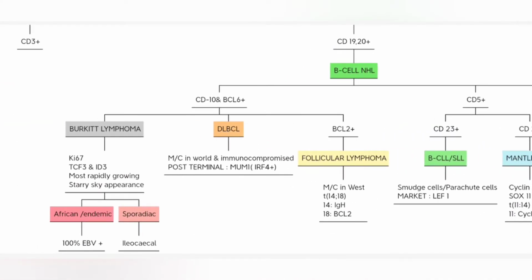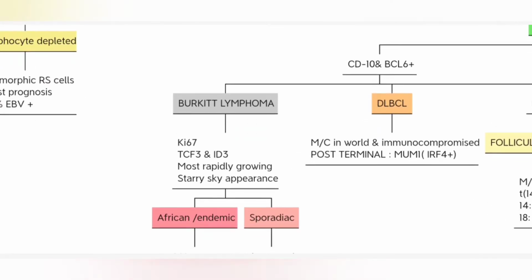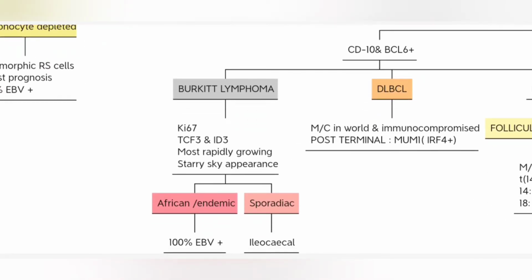Remember, the clues given in the question will be like CD10 and BCL6 positive. So there can be three possibilities. First is Burkitt's lymphoma. Remember, Burkitt's is Ki67 positive. It is the most rapidly growing tumor and it has a starry sky appearance. You can remember that it is TCF3 and ID3 positive.